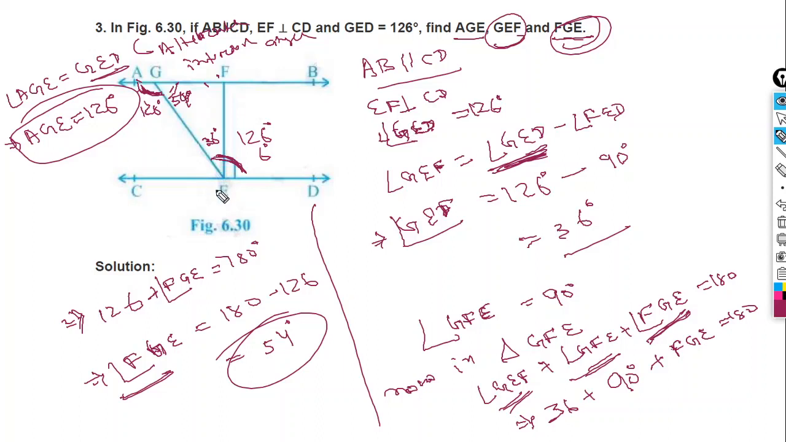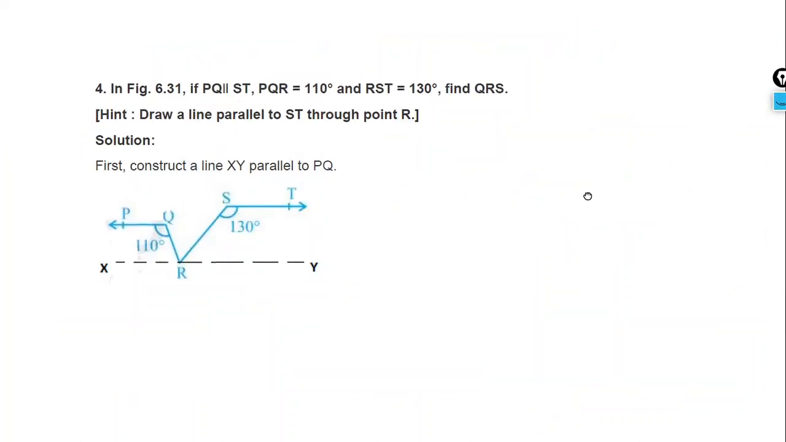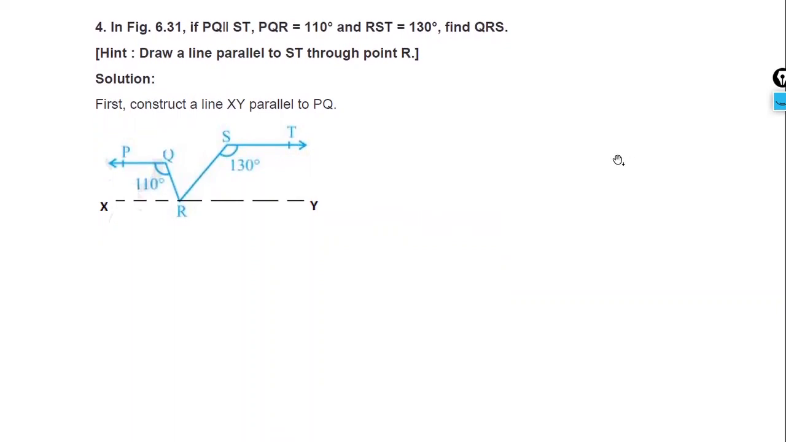You can use some different way also to find this angle. Now we'll move to the next question, question number 4. Let's see what question number 4 is saying.